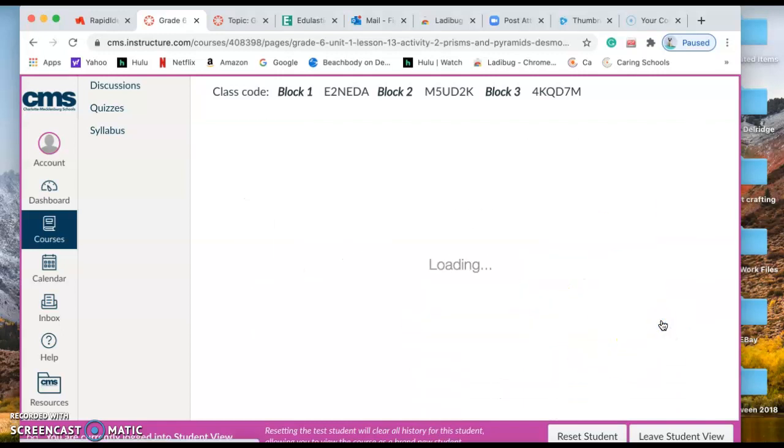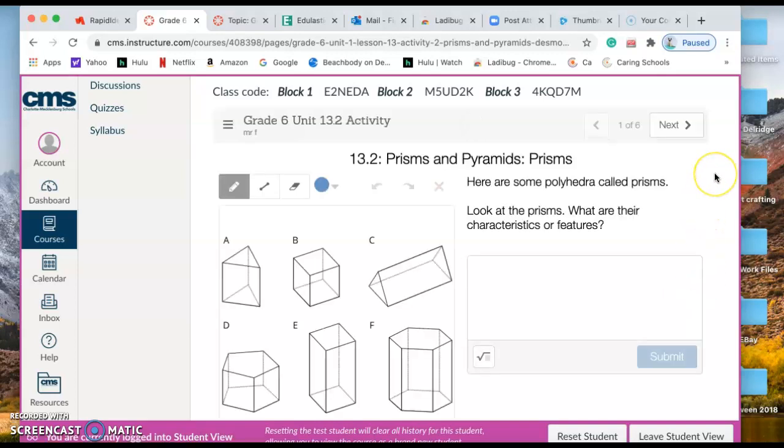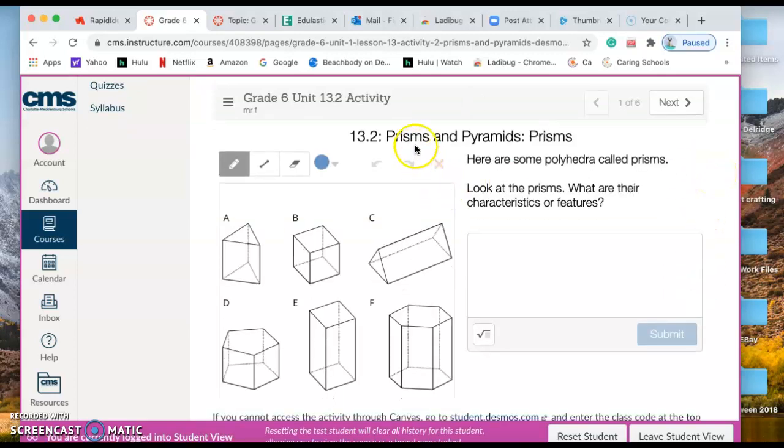So Mr. F, and we have a new module. Okay, you notice these are different terms now. It says here's some polyhedra. So we learned about enclosed figures with flat sides. These are enclosed. They all have flat sides, but now there's some new terminology.